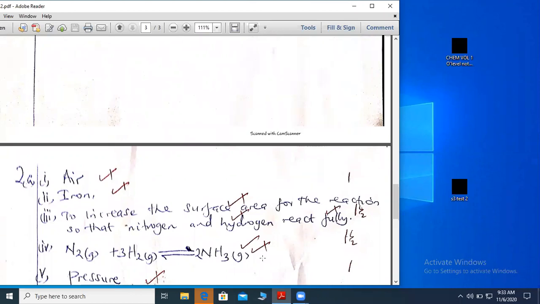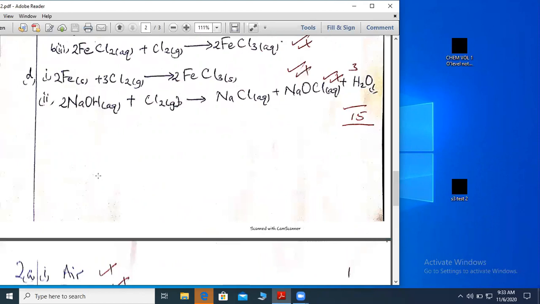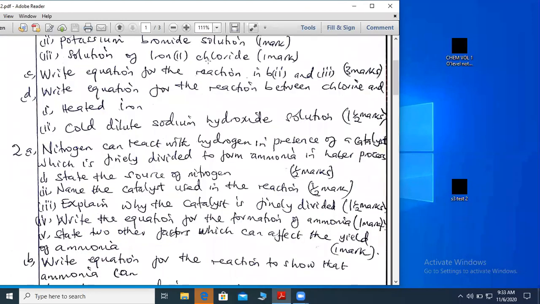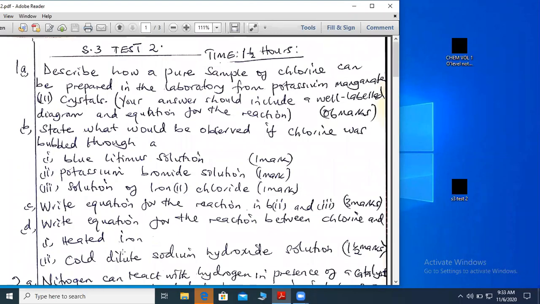Then part 4 was asking for the equation. Most of you wrote the laboratory preparation equation. You had calcium hydroxide plus ammonium chloride. That one is wrong. I crossed it. That was laboratory preparation. The question was clear. It was saying Haber process.